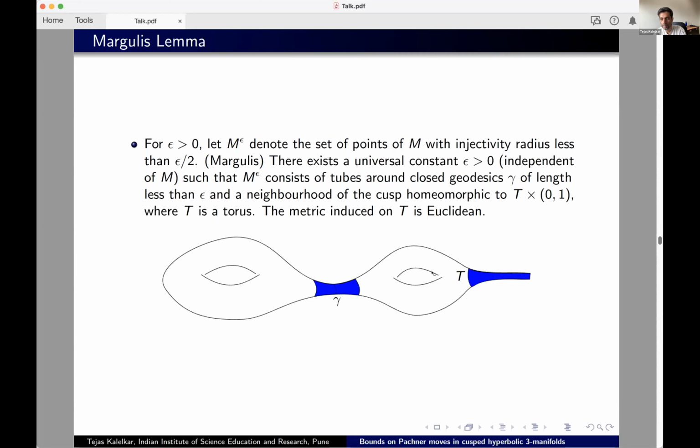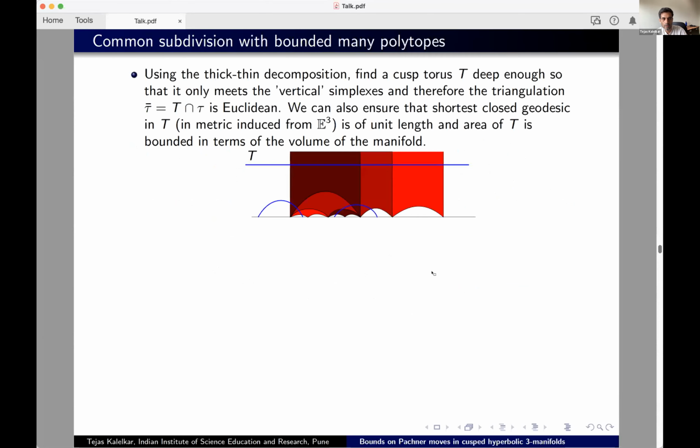And then the way we use this to get a bound on the number of polytopes in the common subdivision, this is just an outline of the main steps involved. So using this thick-thin decomposition, we find a cusp torus T, which is deep enough in the cusp so that it only meets the vertical simplices when I lift this to a triangulation of H2 or H3 over here. I've drawn it in H2, but of course what I mean is H3. So once I lift the torus to this horosphere, which is parallel to the XY plane in the upper half space model in H3, it should only meet the vertical simplices. So I take this deep enough or high enough in H3. And therefore the triangulation induced on this flat plane is just a Euclidean triangulation. So you actually have your usual edges and so on in the plane.